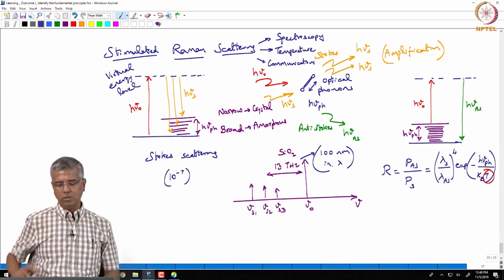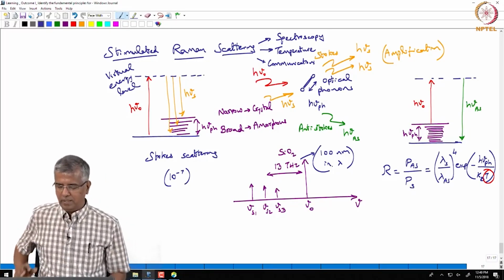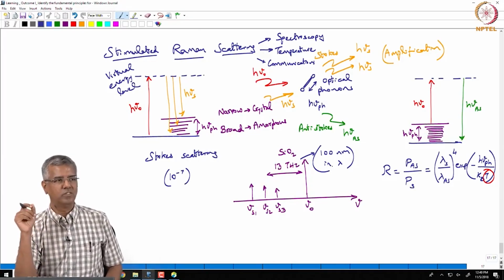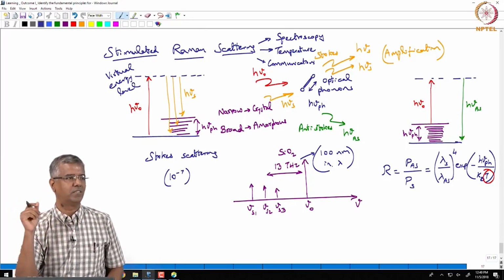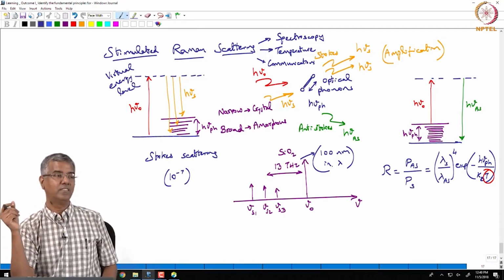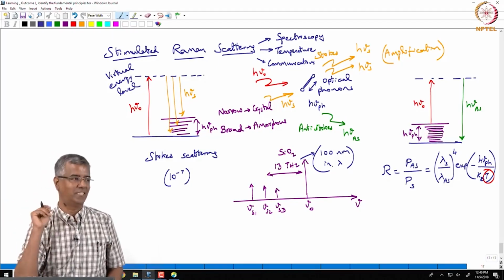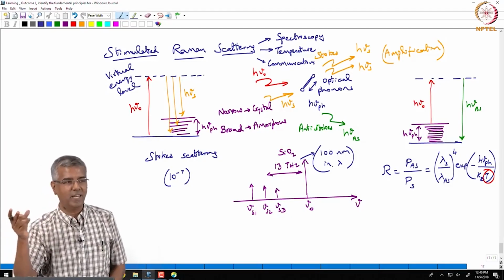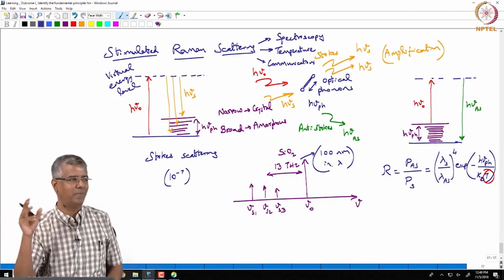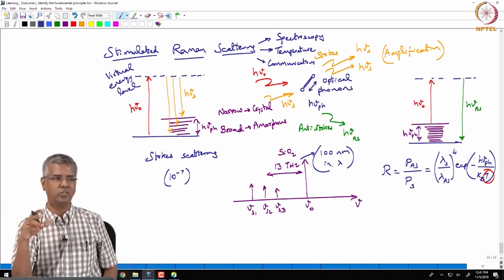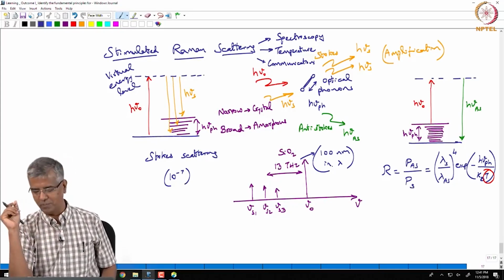right? So if I want gain at 1550 nanometers, what pump would I use? 1450 nanometers. If I want gain at 1560 nanometers, I come in at 1460 nanometers. If I want gain at 1300 nanometers, I'd come in around 1220 nanometers or so on, right? Because 13 terahertz is the frequency shift, but that corresponds to a delta lambda that is different depending upon what wavelength range you are operating at.